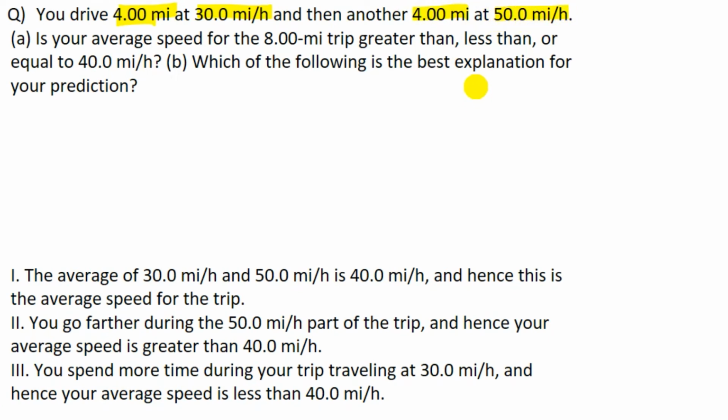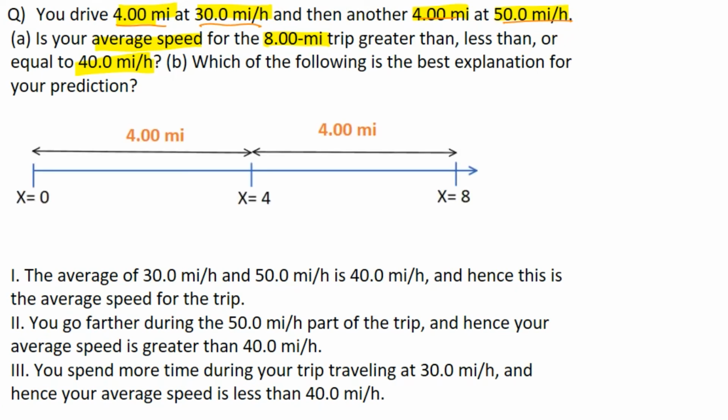Now there are two parts in the question. In the A part they are asking whether the average speed for the trip of 8 miles is greater than, less than or equal to 40 miles per hour. At first look it seems that the average speed is 40 miles per hour, but if you observe carefully, the car travels the same distance, that is 4 miles, but at different speeds. In the first case it traveled at 30 miles per hour, in the second case at 50 miles per hour. Now let me show this on the figure.